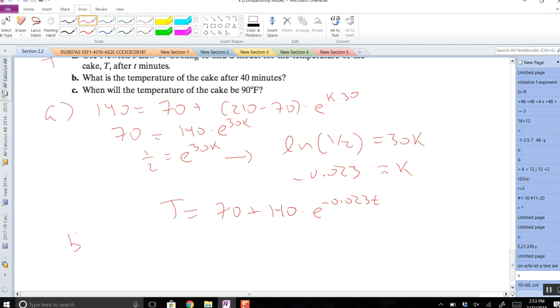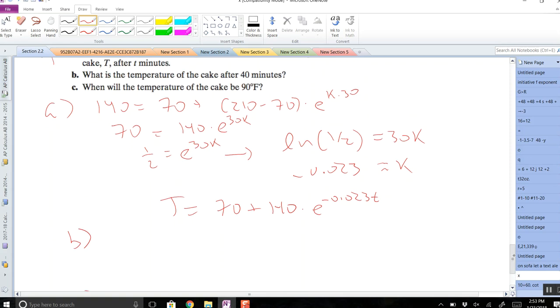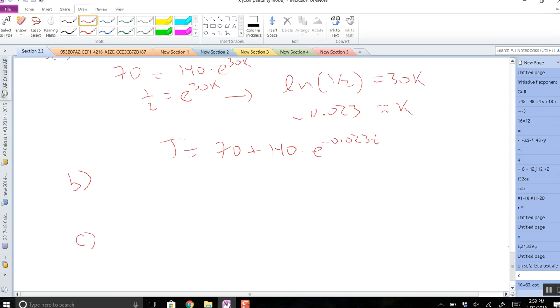Now for parts B and C, what we need to do is get the temperature of the cake after 40 minutes. So you're going to let little t be 40. T is going to equal 70 plus 140 times e to the negative 0.023 times 40. For part C, you're asked to solve for how long it takes to get to 90 degrees Fahrenheit. Let's say 90 degrees Fahrenheit is the right temperature, where you can finally slice into the cake. It's not going to fall apart, you put frosting on, you can eat it, not burn the roof of your mouth. It's not good.